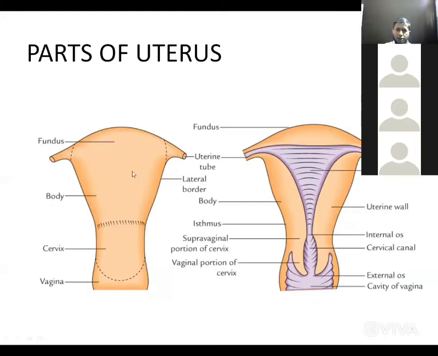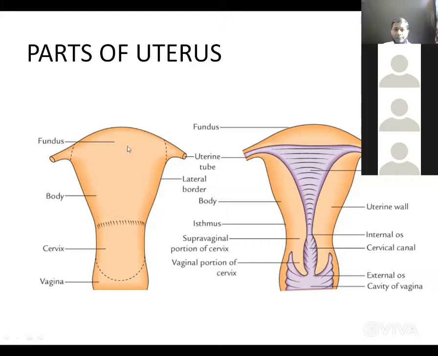Okay, before this, we had discussed the shape and the size. So shape is pear shaped, size is 3 centimeter length, 2 centimeter width, and 1 centimeter thickness. And now coming to the parts of the uterus. There are two main parts of the uterus: this is the body and this is the cervix. The junction of the body with the cervix is known as the isthmus.